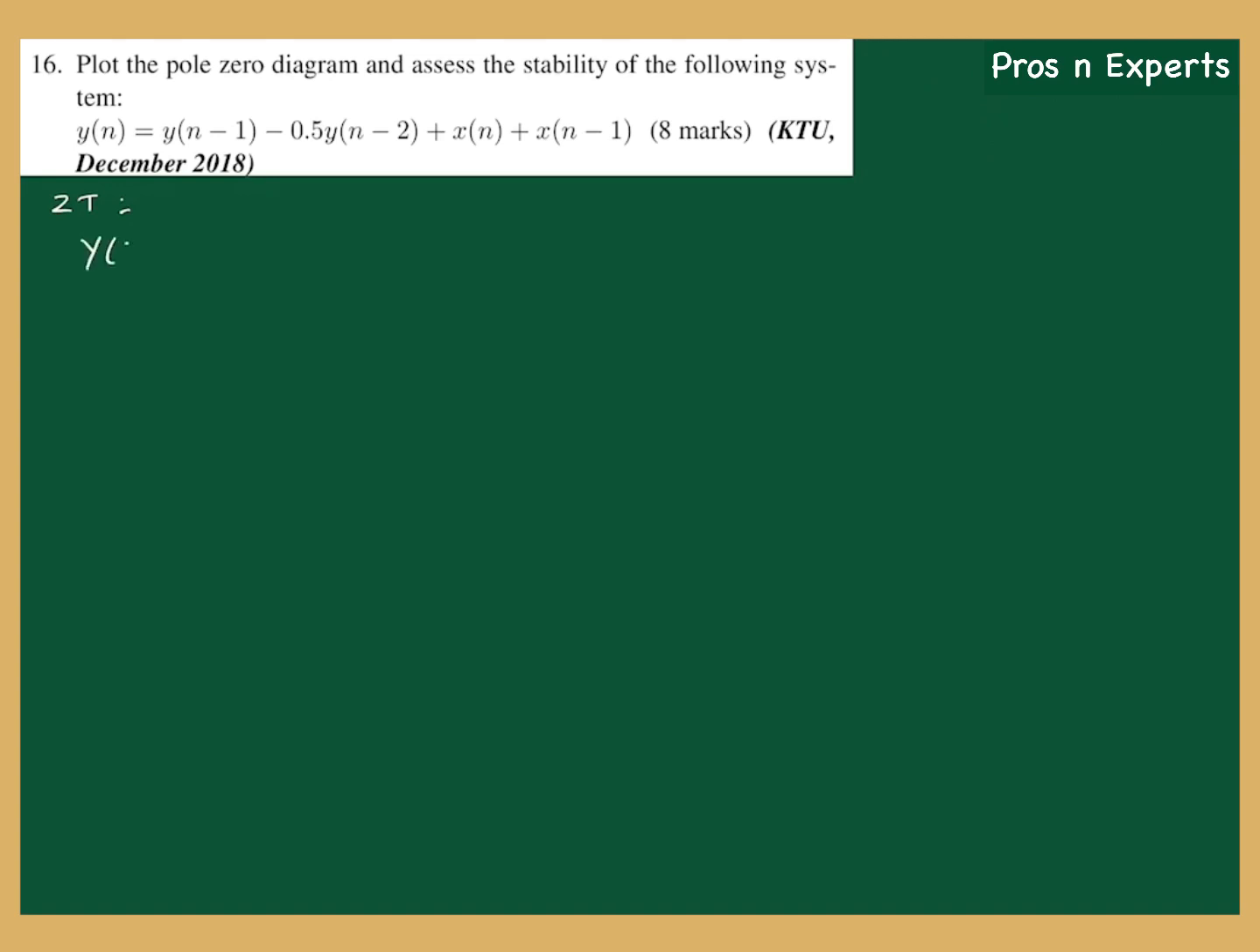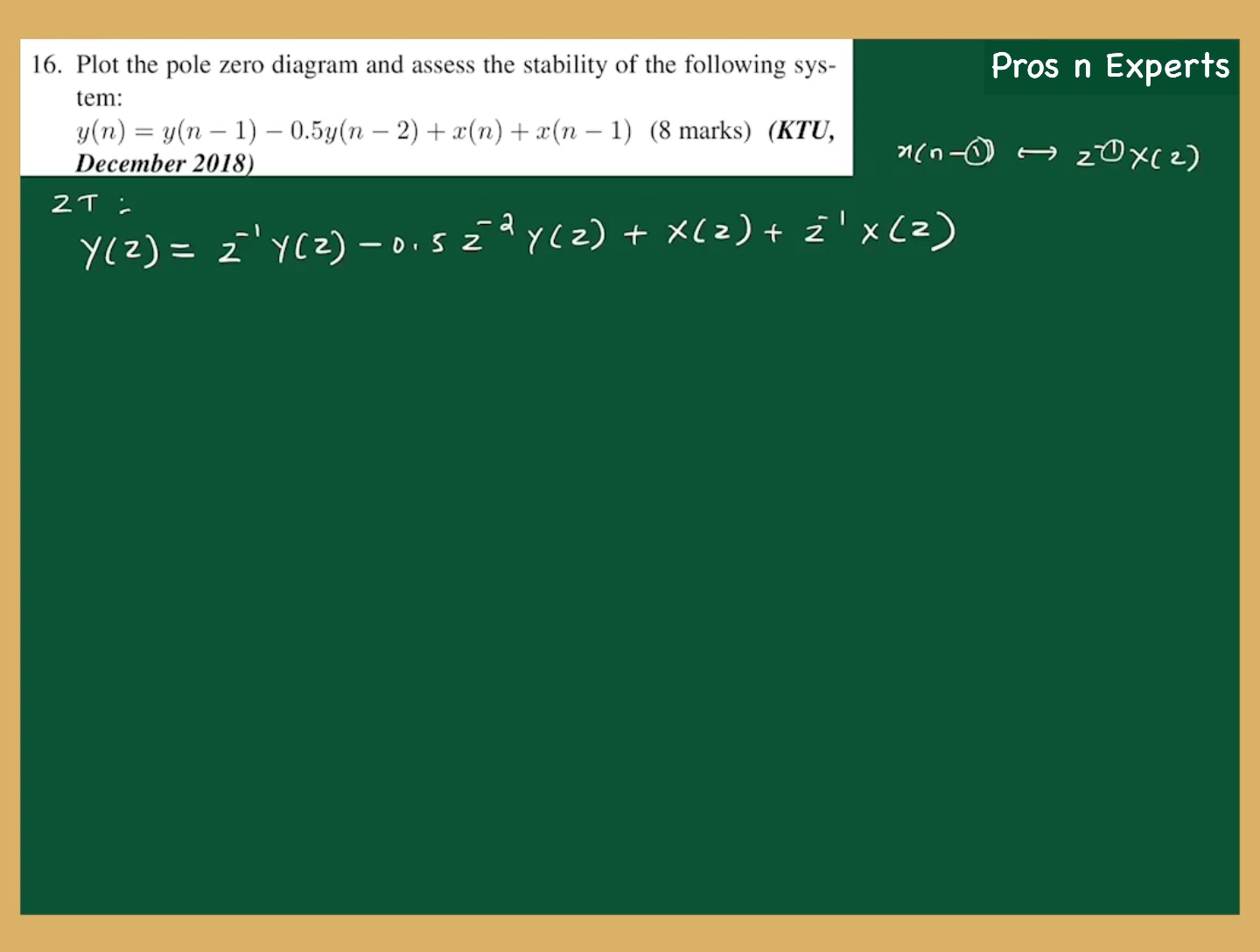That implies Y(z) will be equal to z to the power minus 1 into Y(z) minus 0.5 into z to the power minus 2 into Y(z) plus X(z) plus z to the power minus 1 X(z). Okay, I think it will be clear, because what I have used here is just the time shifting property of the Z transform. Time shifting property says that if x(n) and X(z) are Z transform pairs, then x(n minus 1) will have a Z transform of z raised to minus 1 X(z). One unit shift in time means a z inverse factor in the transform domain.